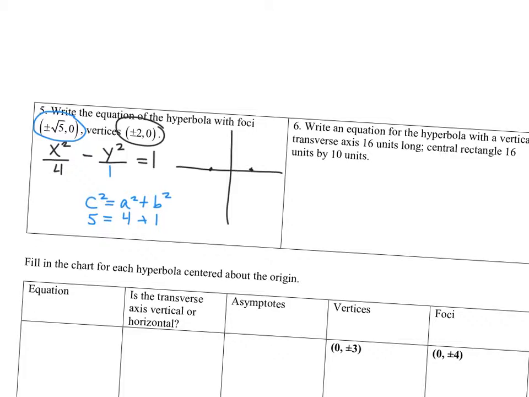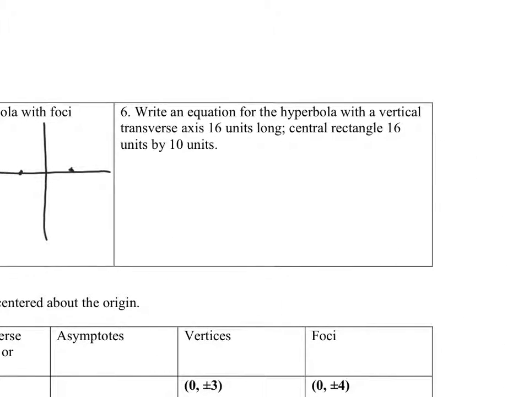Okay, number 6. Write an equation for a hyperbola with a vertical transverse axis, 16 units long. So that must mean that it's going to go y squared minus x squared. If the transverse axis is 16 units long, that means that my vertices are at negative 8 and 8. So underneath the y is going to be 64.